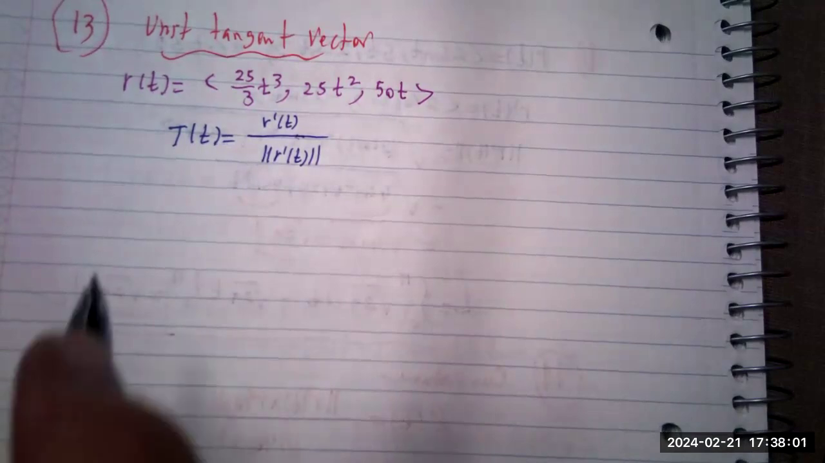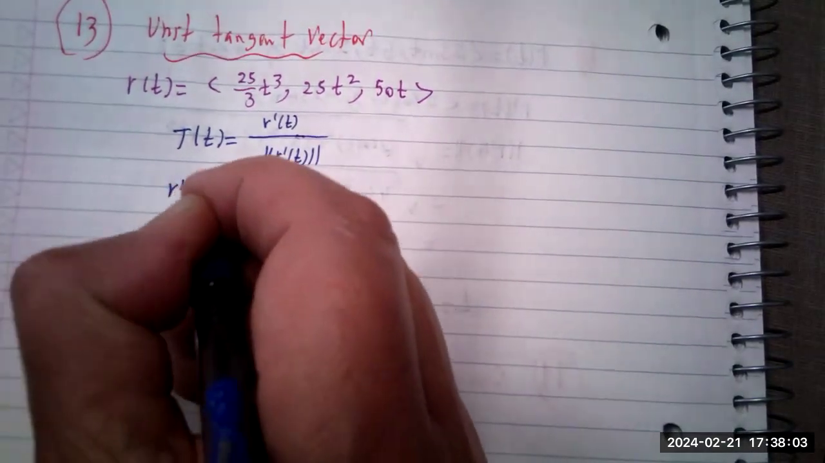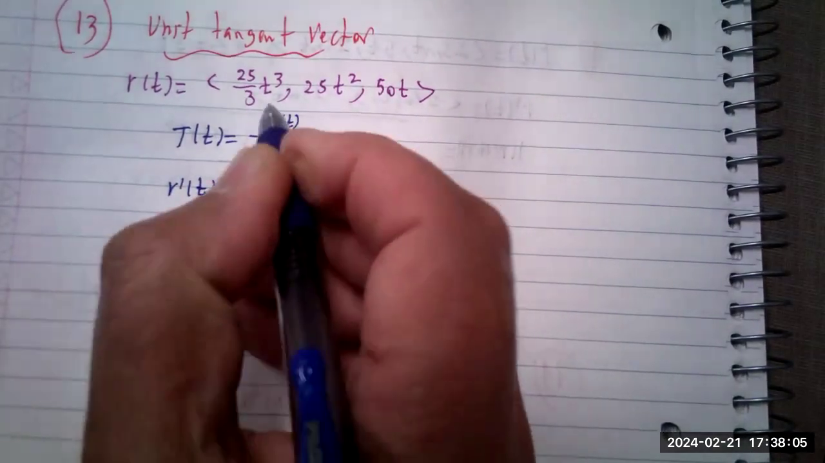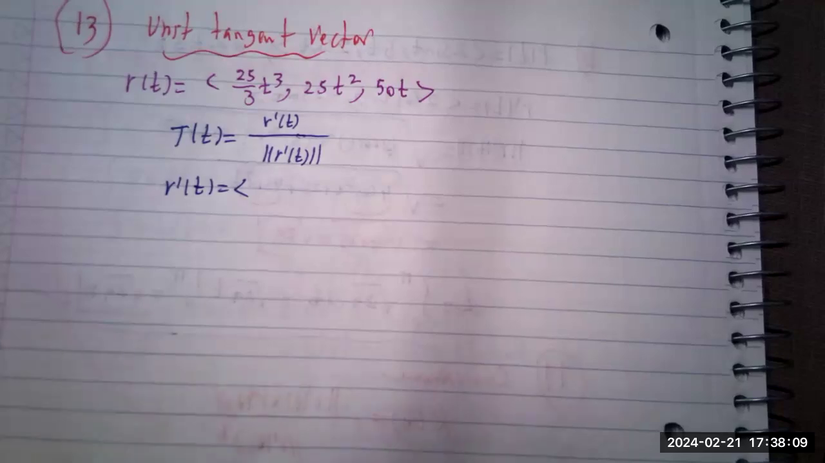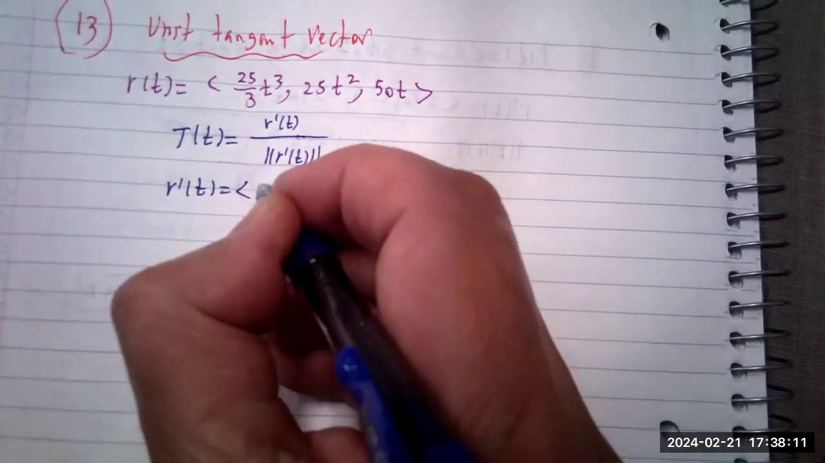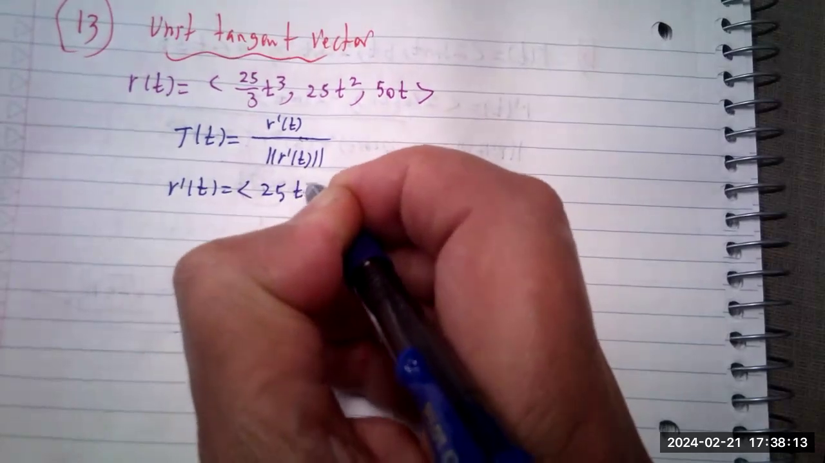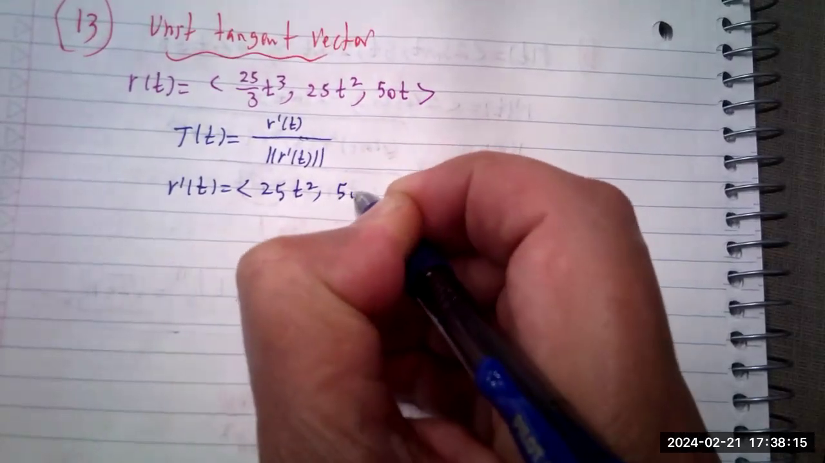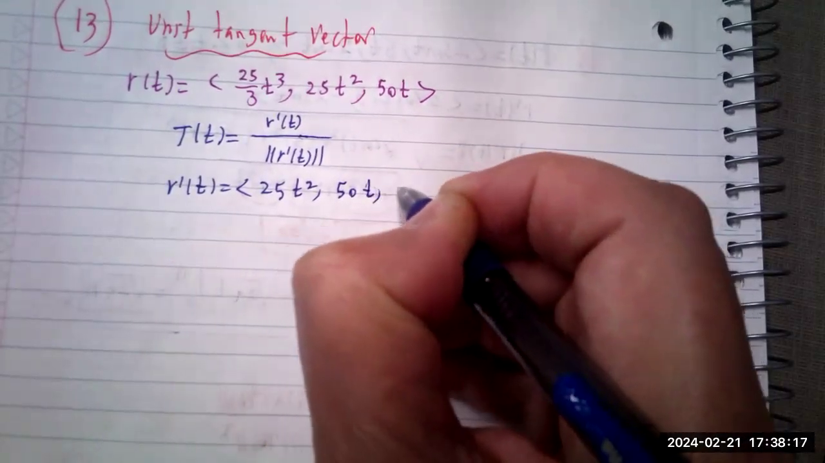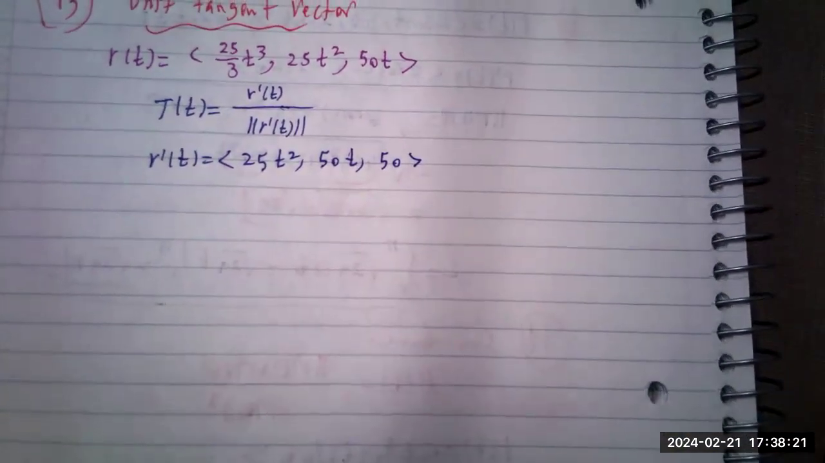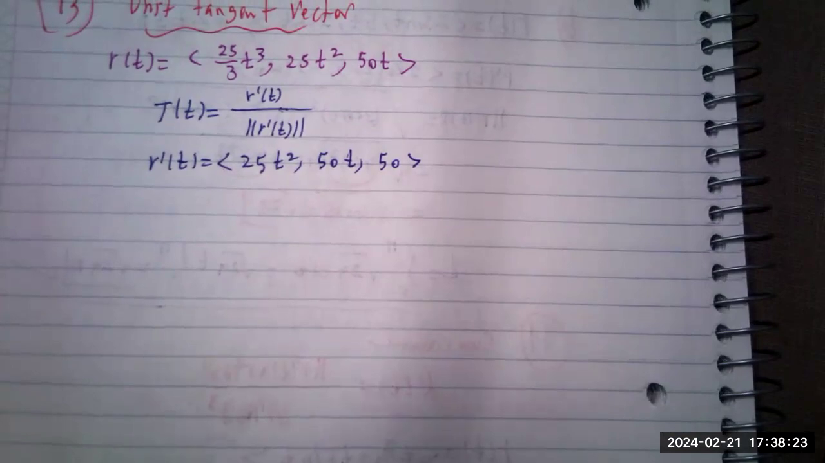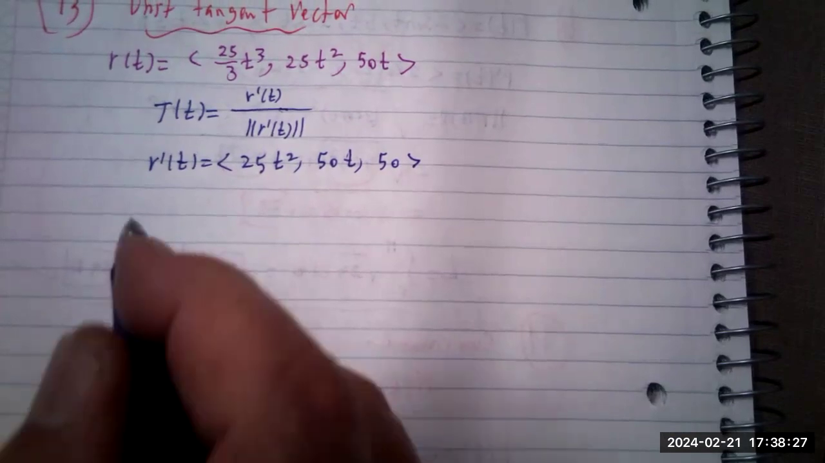So differentiate: r prime of t is going to be equal to, the derivative of t cubed is 3t squared, so that gives 25 t squared. The second one would be 50t, and the last one just 50. So that would be your derivative. Get the norm to normalize it.